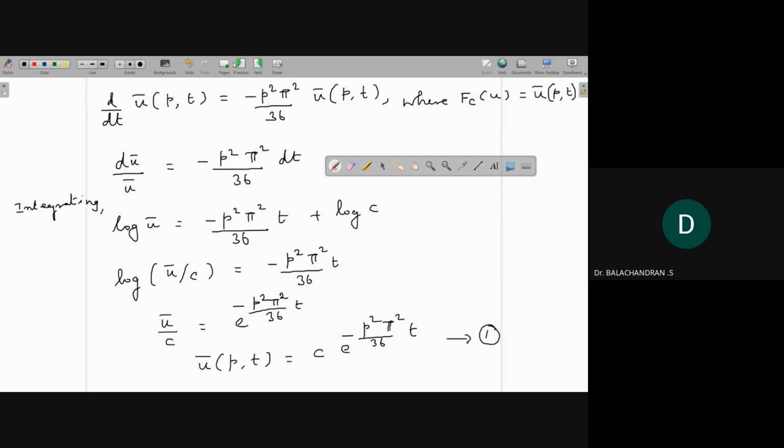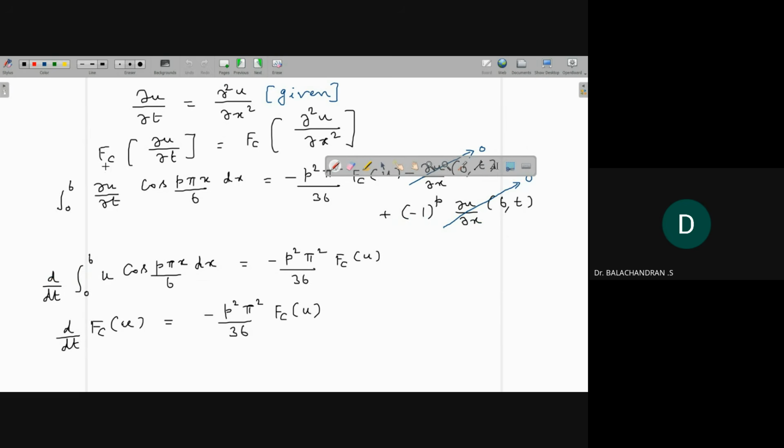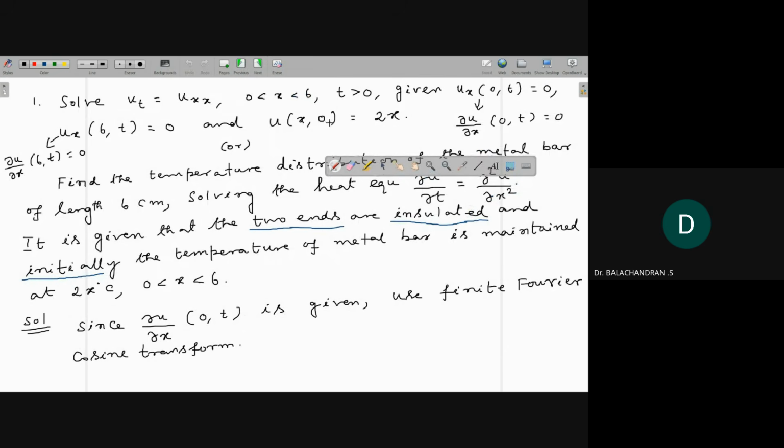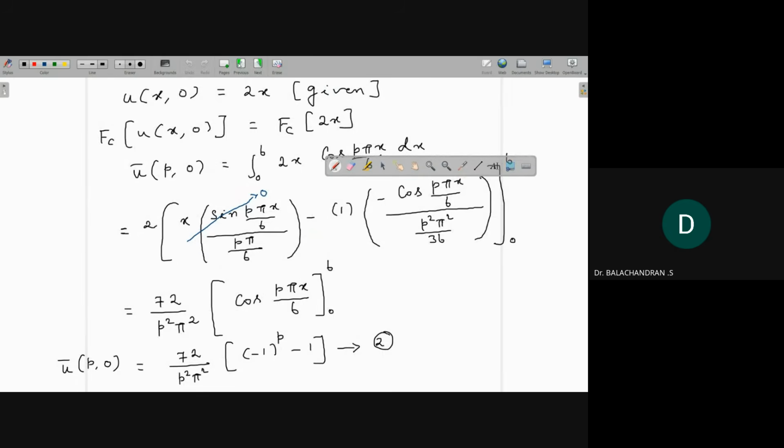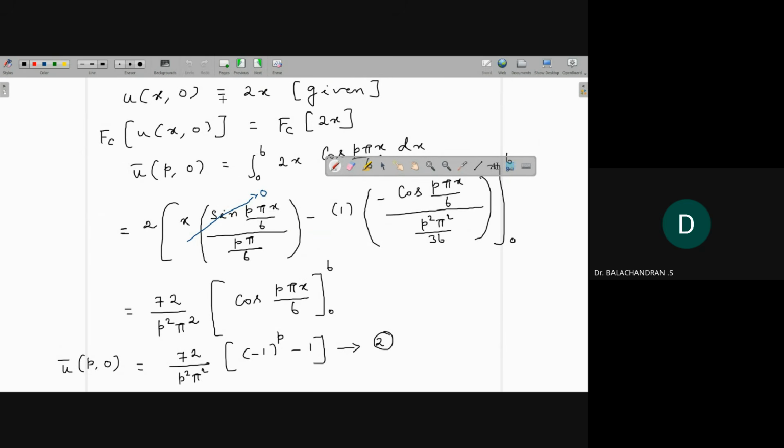Okay, next I am going to do this. What is given here? u(x, 0) is equal to 2x. So now I'm going to take the same transform we took initially, the finite Fourier cosine transform. First you should write u(x, 0) is equal to 2x, which is given in the question, and then take both sides, find the Fourier cosine transform.